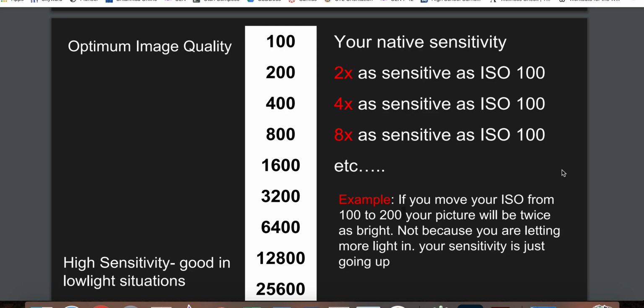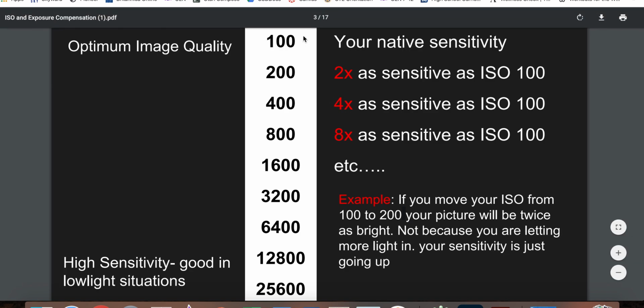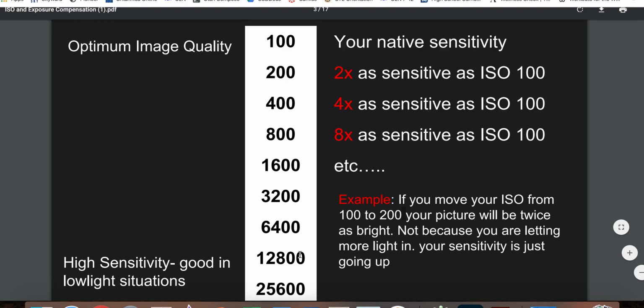ISO goes in 100s and then it's doubled. So as you're in this lower 100, you are going to have great quality images, high resolution, really clean and nice and clear. As you start going up higher with the number of your ISO, it's not going to be as great a quality of photograph, but you're going to be able to capture situations where there's very low light.